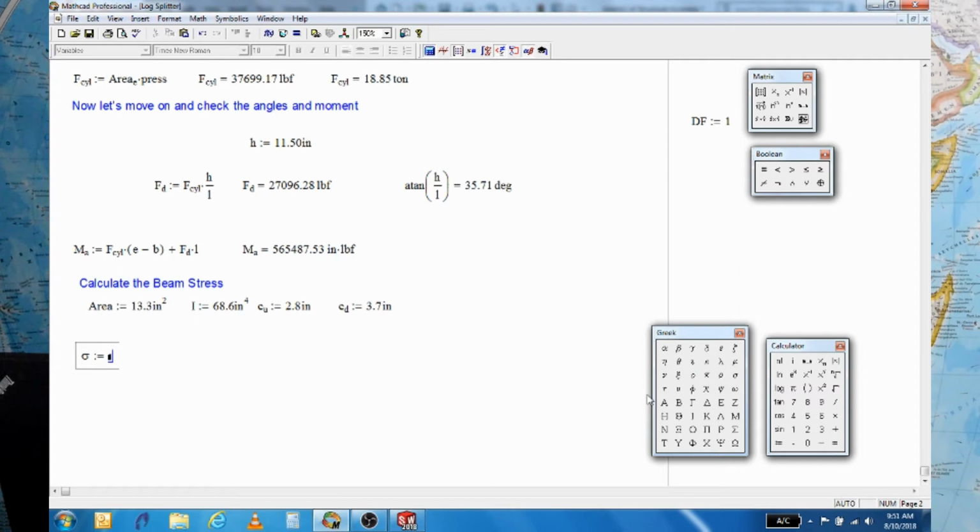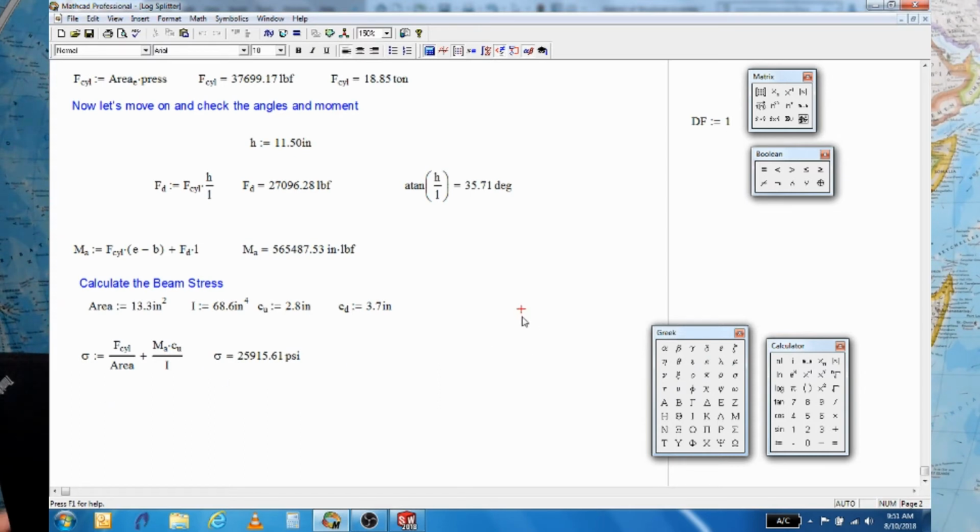Now let's look at the stress. It's going to be the force of the cylinder divided by the area, and this is from what we did in the free body diagram two times ago, plus the moment at A times C up divided by I, right? And now the moment of truth that we all get scared about: what is the actual PSI? We find out here it's almost 2600 PSI, so that's not too bad.